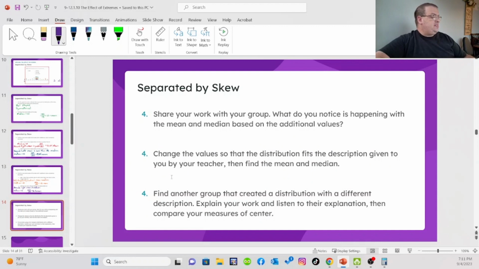So now if you were in class, you could share your work with another group. What do you notice is happening with the mean and the median based on the additional values? You should notice that as long as you have symmetrical data, your mean equals your median. But if you have skewed data, you should notice that your mean follows the tail. So if your tail is to the right, then your mean is bigger than your median. And if your tail is to the left, then your mean follows to the left and it becomes smaller than your median.